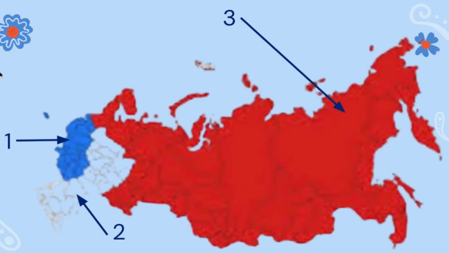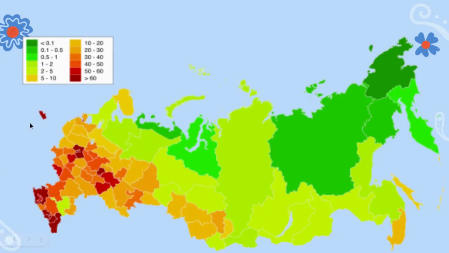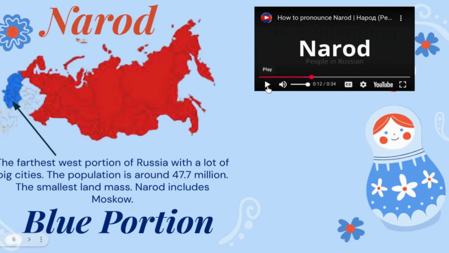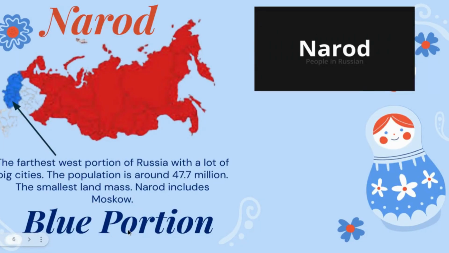Okay, so basically, the population in this area is 47.7 million, which, 47 to 48 million, is about the typical amount in each country that I have. As you can see, based on the population right there, it is a red area, meaning that it is the smallest, and that makes the most sense. This does include Moscow. So it's the blue portion on the map. It is the smallest portion landmass wise. So yeah, that's Narod.